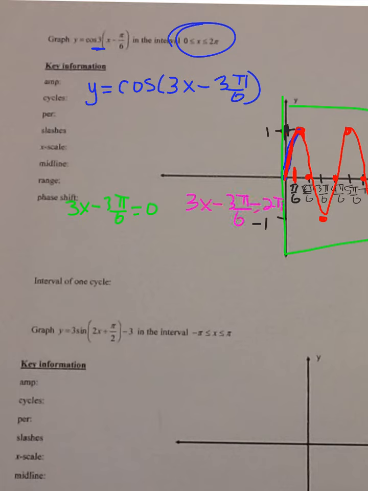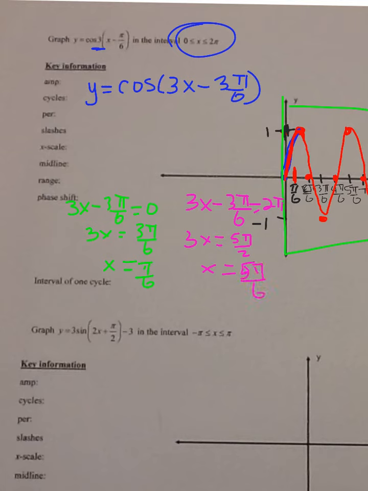And you solve it. All right, so I add 3 pi over 6. I get 3x equals 3 pi over 6. Divide by 3, and I get pi over 6. And on the other side, I get 3x equals, add 3 pi over 6, so I get 5 pi over 2. And then divide by 3, and I get 5 pi over 6.